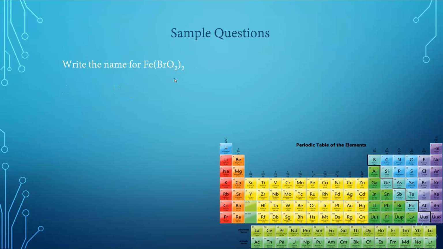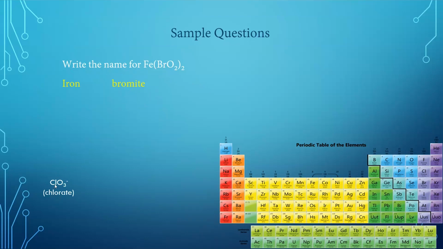Okay, Fe(BrO2)2. That parentheses again tells us there are 2 of this polyatomic ion. The Fe is easy, we know that's iron, but what's this guy called? Well, it's called bromite. Now, again, you don't have to actually memorize the bromite because it can be figured out. If you know that bromine is part of the chlorine family, that tells us, oh, it must be related to the chlorate, which is the head of that family.